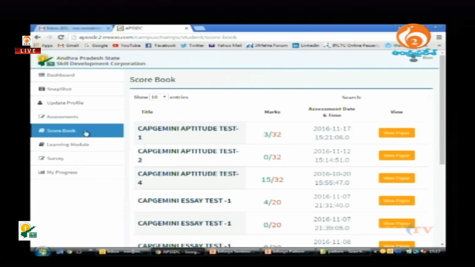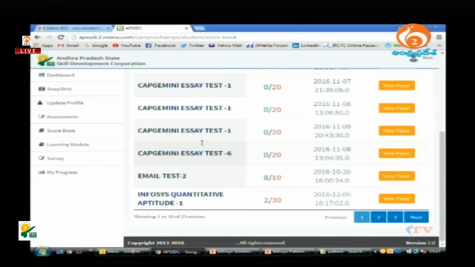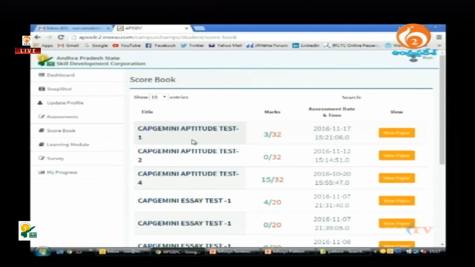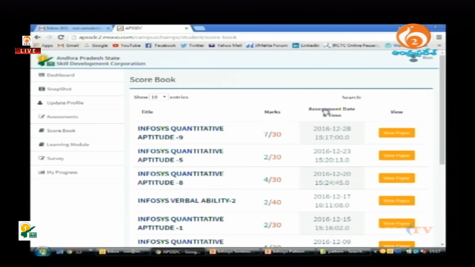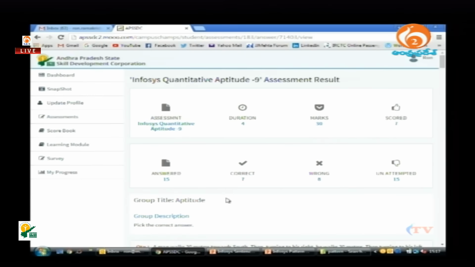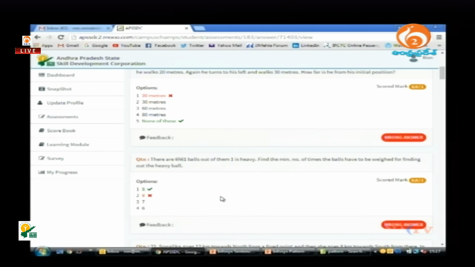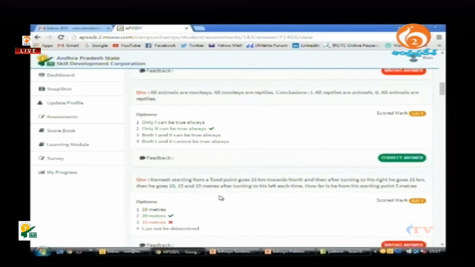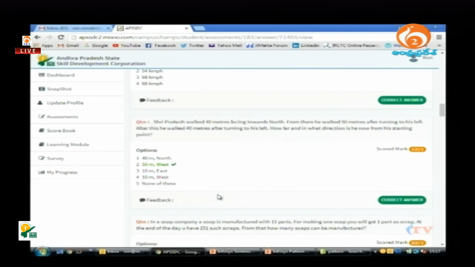So I go to score book. Here I will have lot of entries. How do I find out the latest entry? I can double click here. It will become a descending order list. Now it shows the date 28th December 317. I have scored 7 out of 30. So I can click on view paper, and here we go. It gives me individual which one is correct, which one is incorrect.